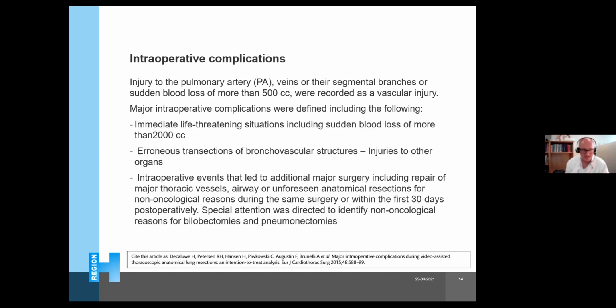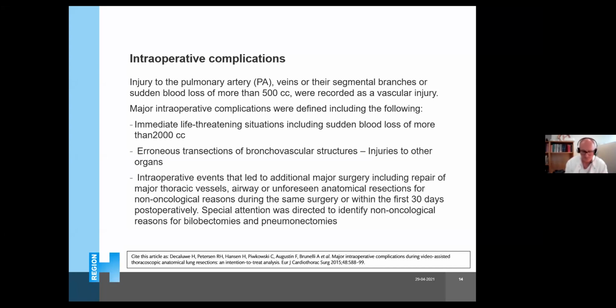The intraoperative complications in this paper were defined as injury to the pulmonary artery, the vein, or branches of those which give a blood loss of more than 500 milliliters. And it also included life-threatening condition, the total blood loss of more than 2 liters, transection of bronchial structures, injury to other organs, and intraoperative events that led to major other surgery, like doing a bilobectomy instead of a lobectomy, doing a pneumonectomy. And this was also redo procedures within the first month where the indication was not for oncological reason.